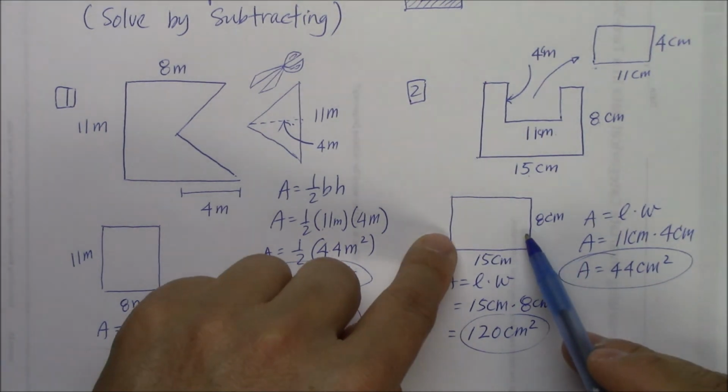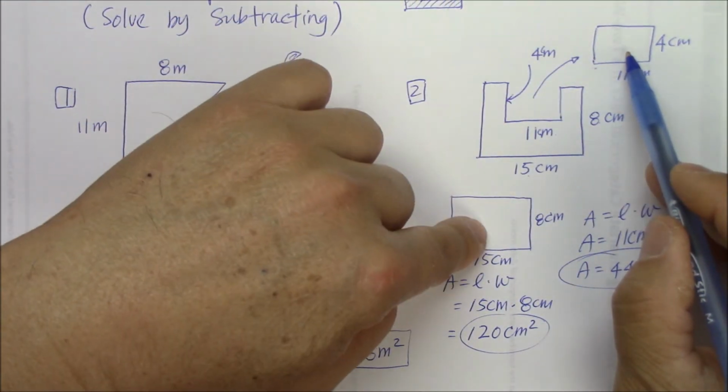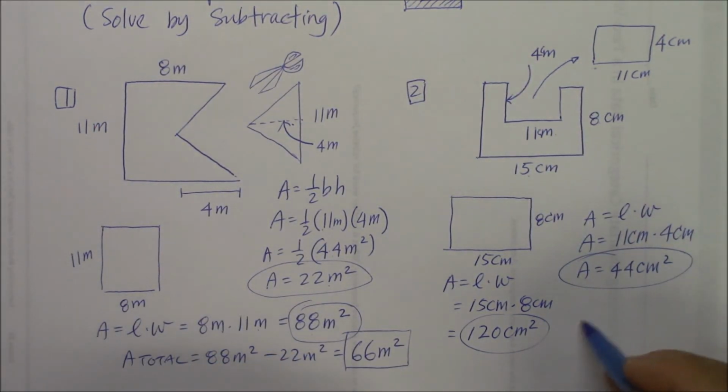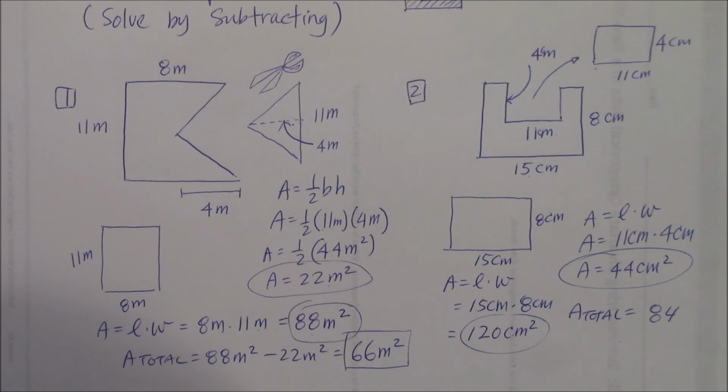So here's the area whole. Here's the area that's been cut out. So what is the remaining? We subtract these two numbers. So therefore area total is 120 minus 44, which is going to be 76 centimeters squared. And there is your final answer.